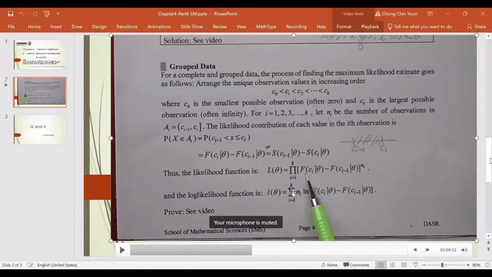So I'm going to prove this: how we change the product to become the summation.